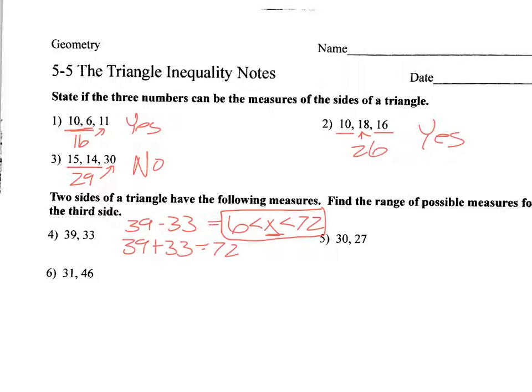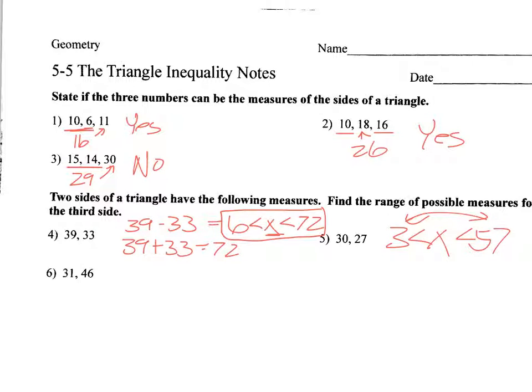Okay, so let's do the next one. 30 and 27, if you subtract, that's 3. If you add, that is 57. So the third side has to be a number that's between these two. One other thing to note, it cannot be equal to those. It's got to be between them.